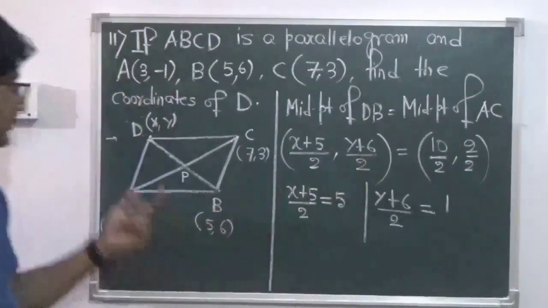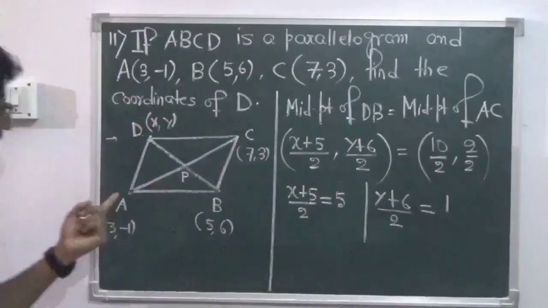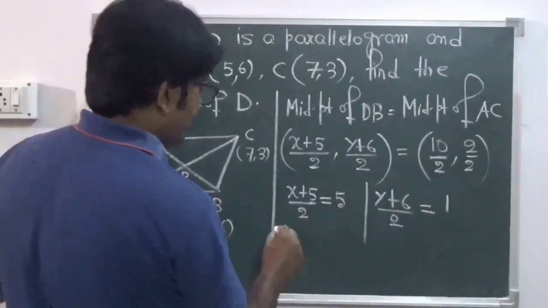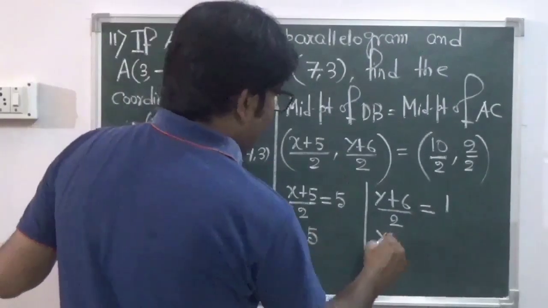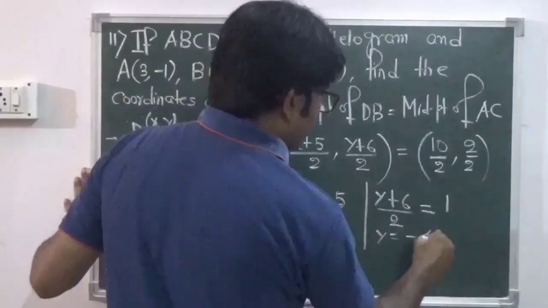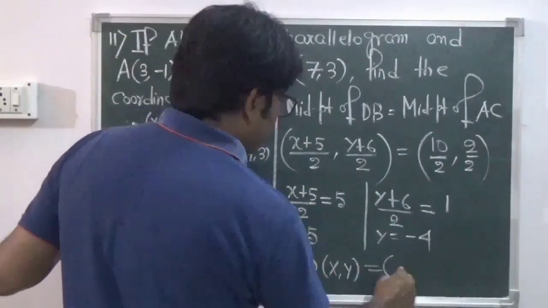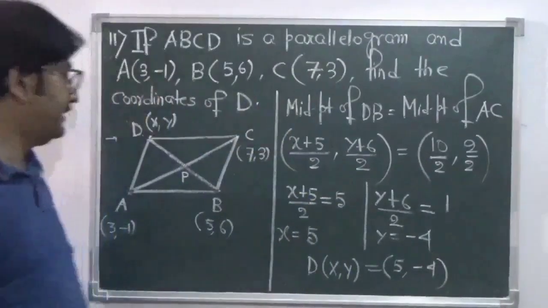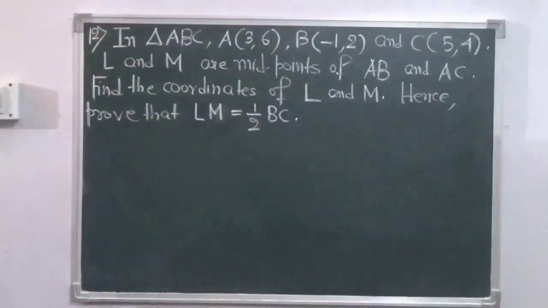This is the midpoint of DB, this is the midpoint of AC, and since they are the same we can write it like this. So now we have x equals 10 minus 5, that is 5, and y equals 2 minus 6, that is minus 4. So the coordinates of D are (5, minus 4). Now let us move on to question number 12.